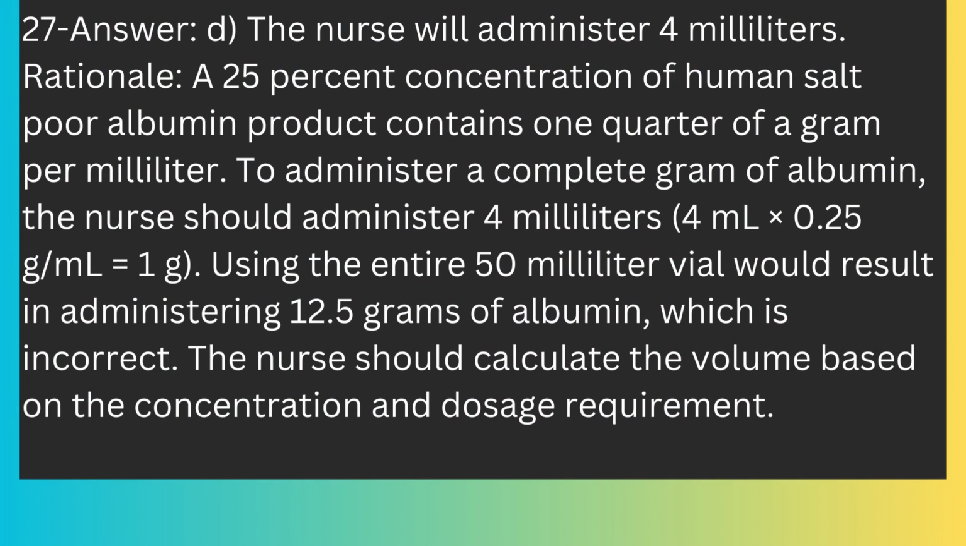A 25% concentration of a human serum albumin product contains 1/4 of a gram per milliliter. To administer a complete gram of albumin, the nurse should administer 4 milliliters. The calculation is 4 milliliters times 0.25 gram per ml equals 1 gram. Using the entire 50 milliliter vial would result in administering 12.5 grams of albumin, which is incorrect. The nurse should calculate the volume based on the concentration and dosage requirements.